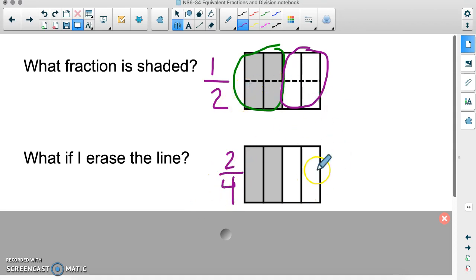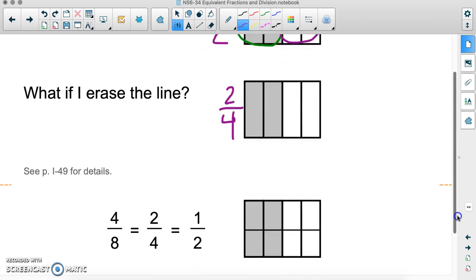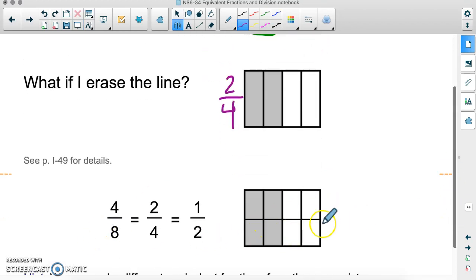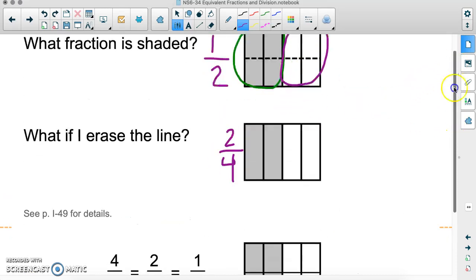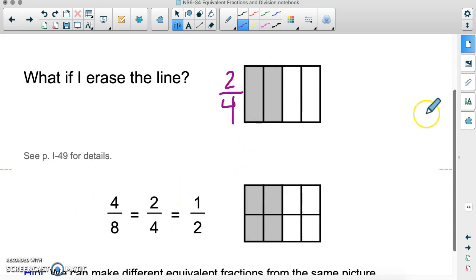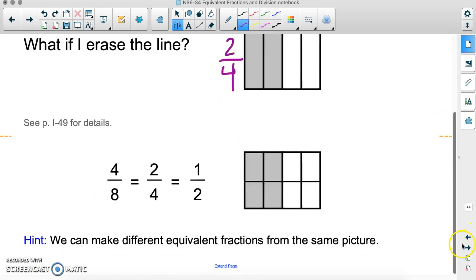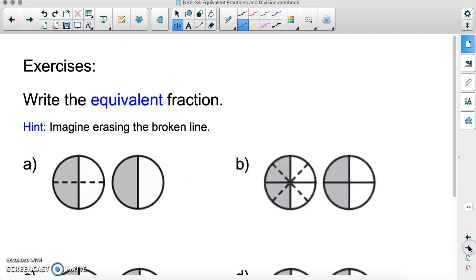So from this picture, we can see that we have equivalent fractions, meaning the same. We have 4/8 right here, which is equal to 2/4, which is equal to 1/2. So we can say that all of these equations are equivalent or the same. So we can make equivalent fractions from the same picture.